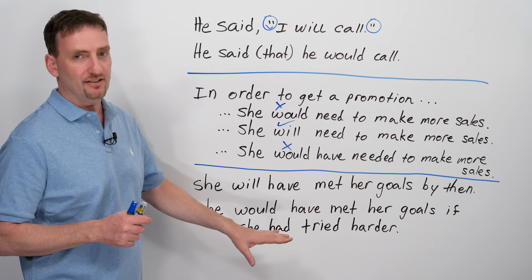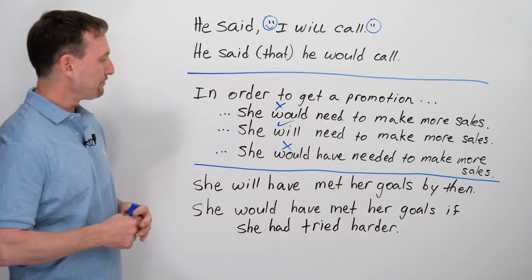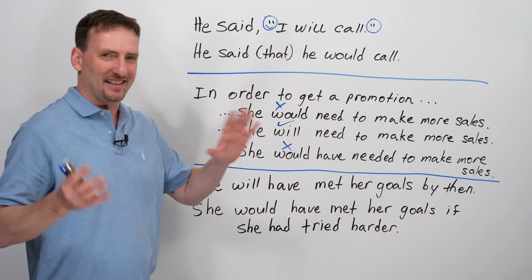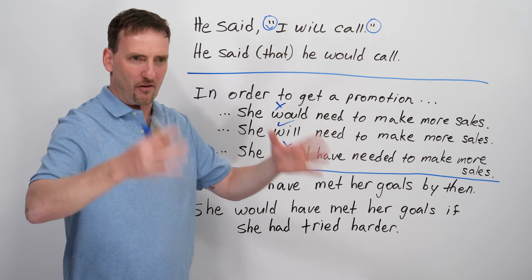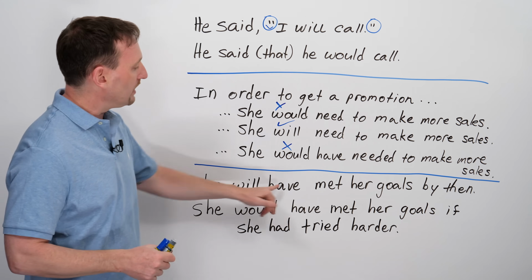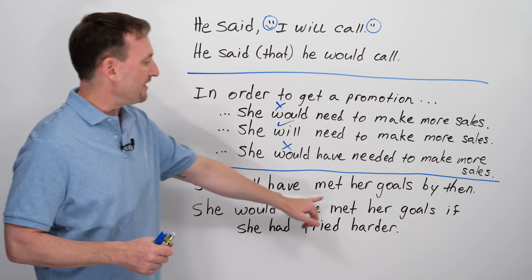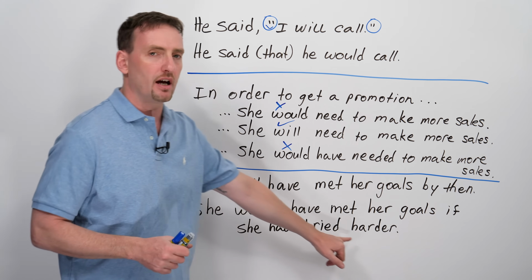We're going to go to the last sample. Now this is going to be a little bit more confusing because this is introducing a whole other grammatical tense. She will have met her goals by then. She would have met her goals if she had tried harder.